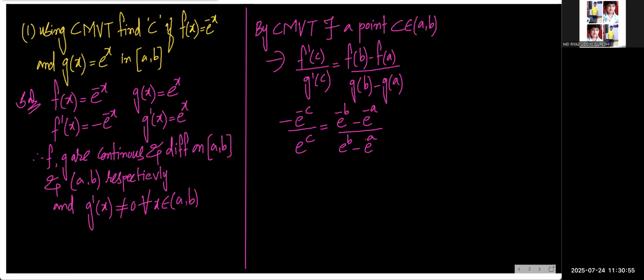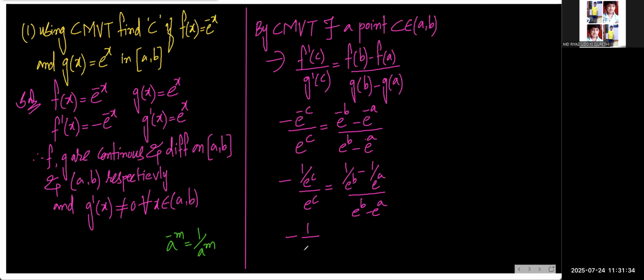But we know that anything having a negative power can be written as 1 by a power n. We have to use this concept here to prove this one. Minus of 1 by e power c divided by e power c is equal to 1 by e power b minus 1 by e power a, by e power b minus e power a. Fraction by fraction, this will go down.